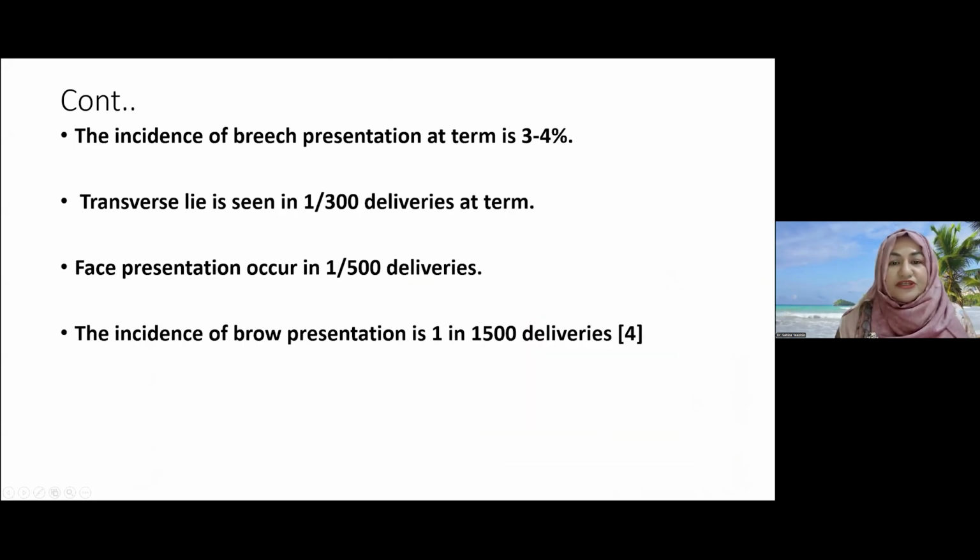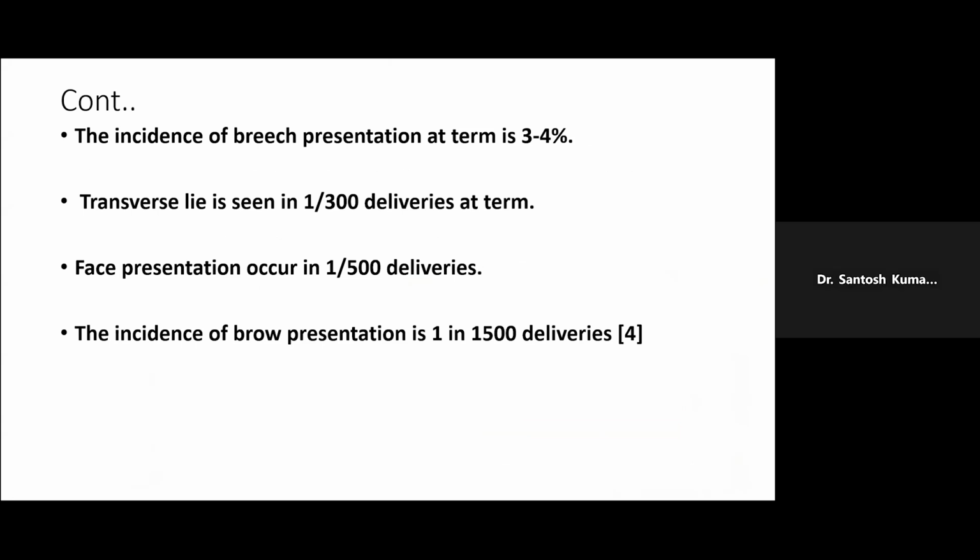The incidence of breech presentation at term is 3 to 4%. Transverse lie is seen in 1 in 300 deliveries at term. Face presentation occurs in 1 in 500 deliveries, and the incidence of brow presentation is 1 in 1,000 deliveries.